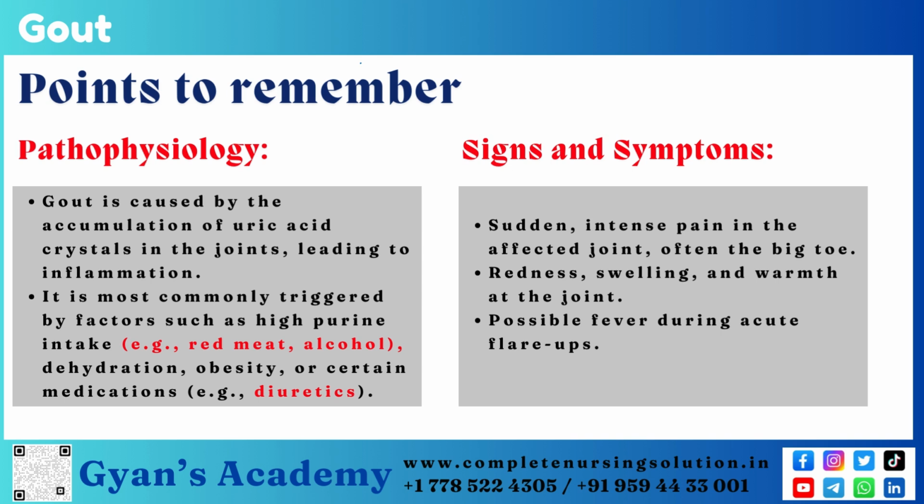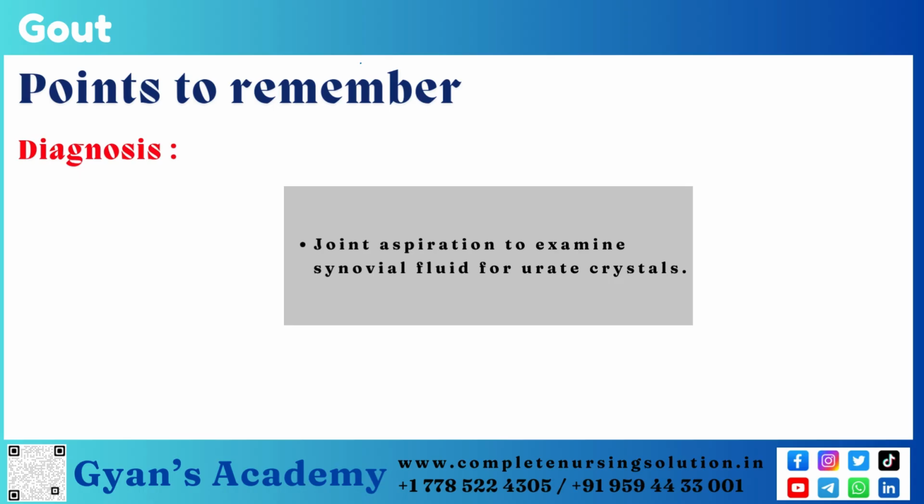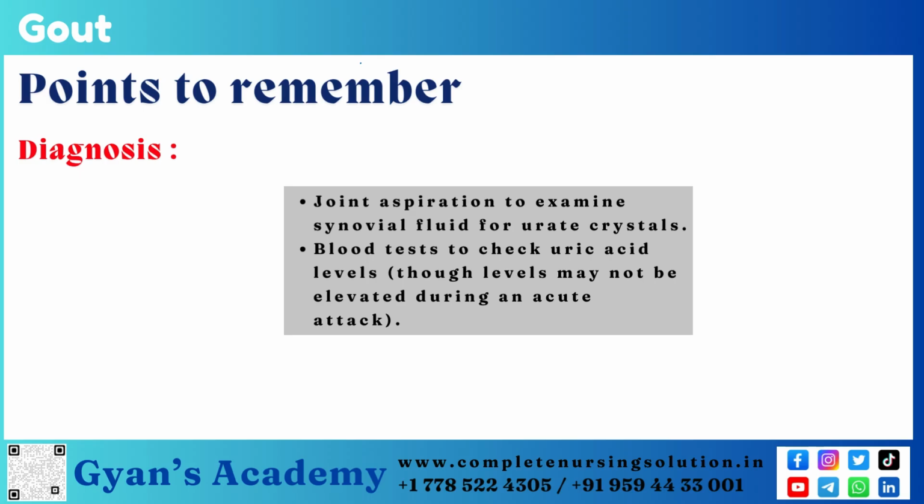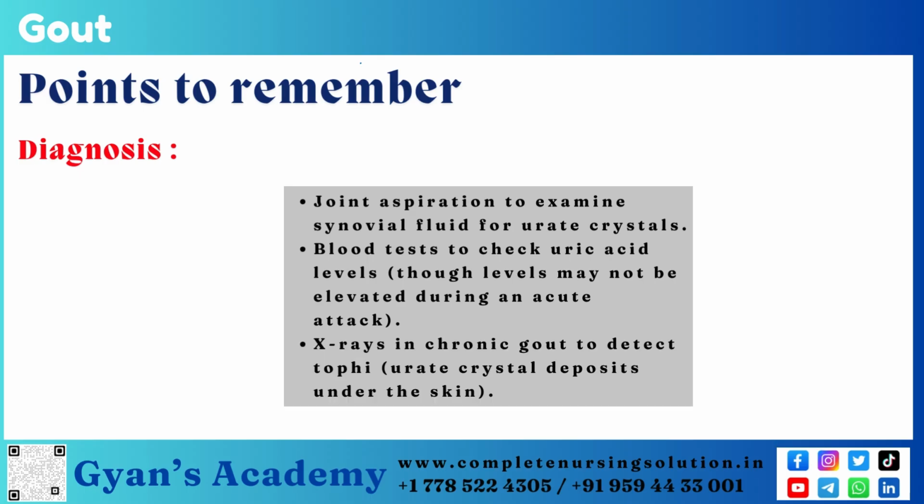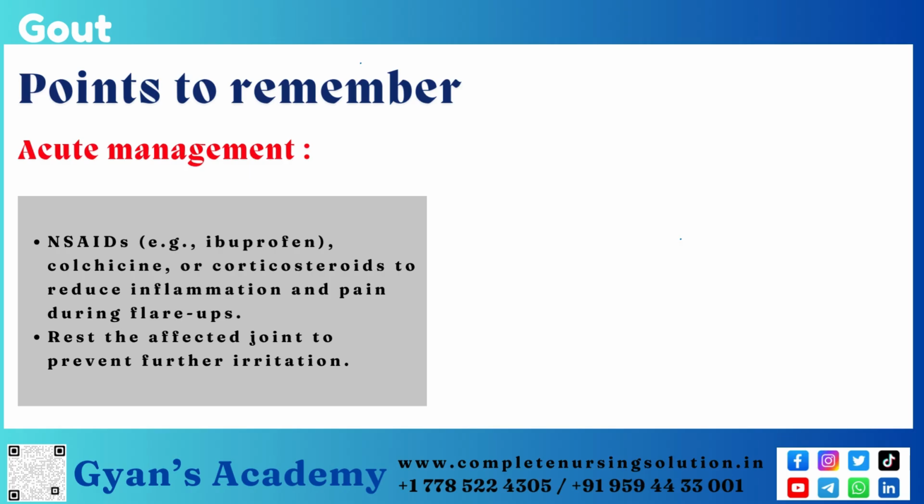Possible fever during acute flare-ups. Diagnosis is done based off joint aspiration to examine synovial fluid for urate crystals, blood tests to check uric acid levels, and X-rays in chronic gout to detect tophi. Acute attack is managed by NSAIDs, colchicine or corticosteroids to reduce inflammation and pain during flare-ups, and provide rest to the affected joint to prevent further irritation.